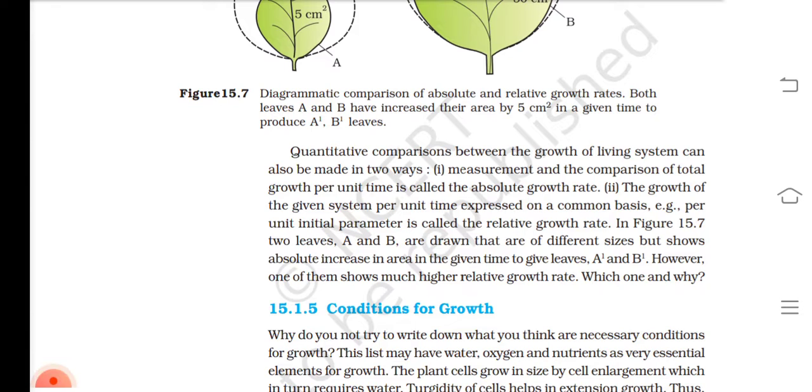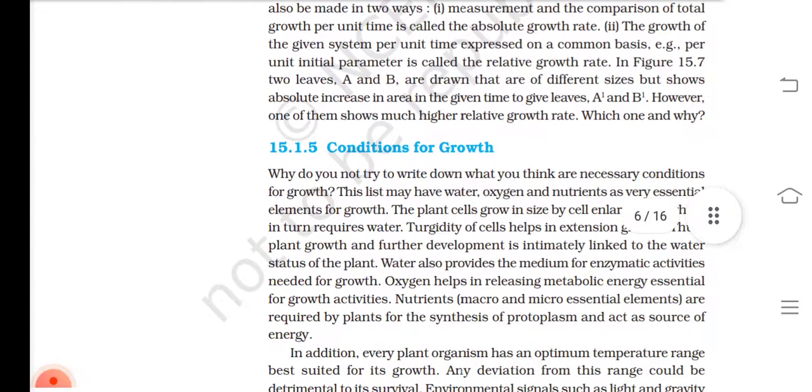In figure 15.7, two leaves A and B are drawn that are of different size but show the same absolute increase in area in the given time to give leaves A1 and B1. However, one of them shows a much higher relative growth rate. Which one and why?